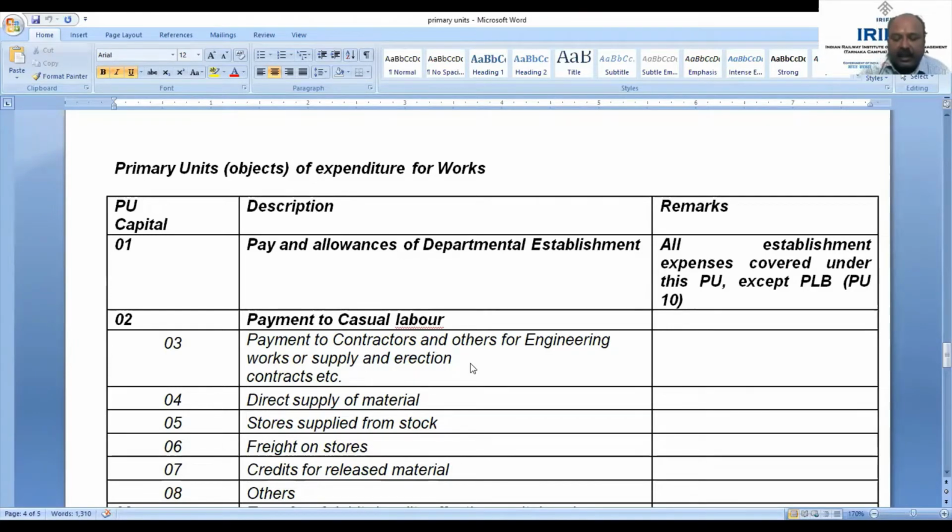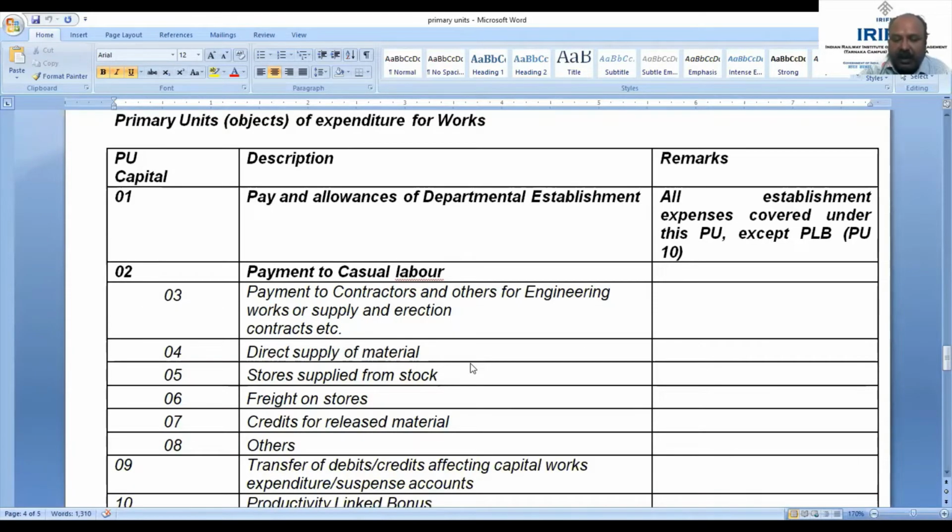And 03: in railway revenue side, we operate PU 32 for contractual payments. But on the work side, it is the payment to contractors and others for engineering works or supply and erection contracts, that is PU 03. In revenue, we use 28 for direct supply of material, here 04. And in revenue, we use store supplied from stock 27, here 05.